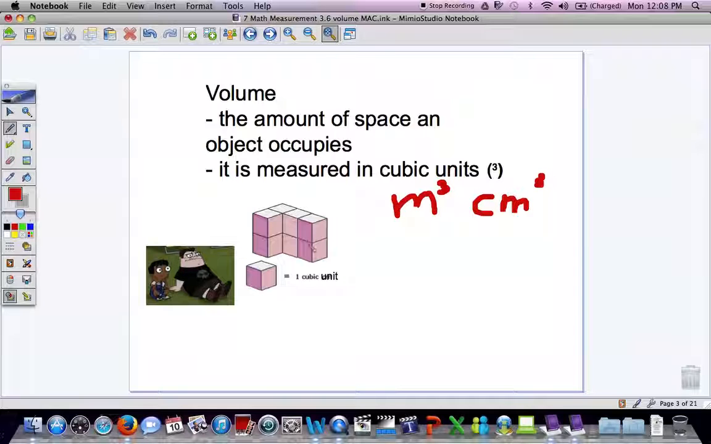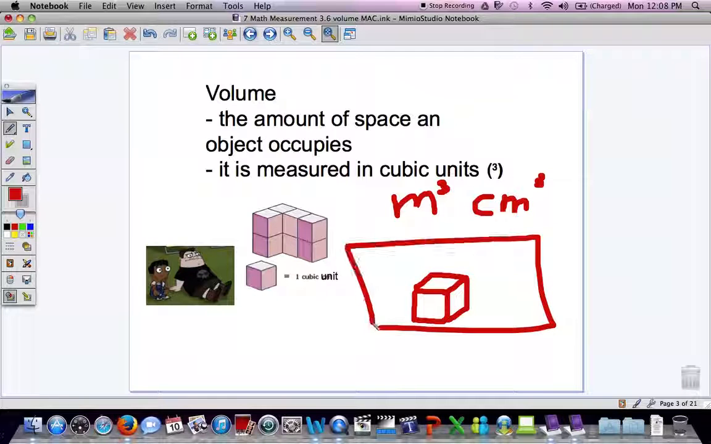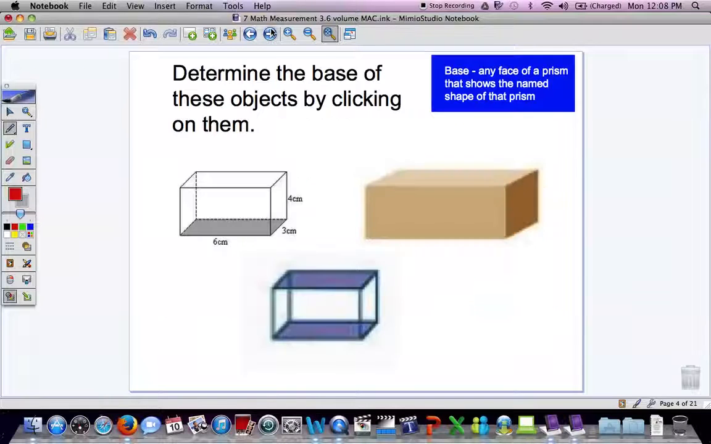Now, the amount of space an object occupies, what that means is, if you've got a little cube and you set it down in a classroom, basically what you're doing is you're looking at the whole three-dimensional space of the classroom, and you're saying, well, this little cube occupies this much space within the classroom.